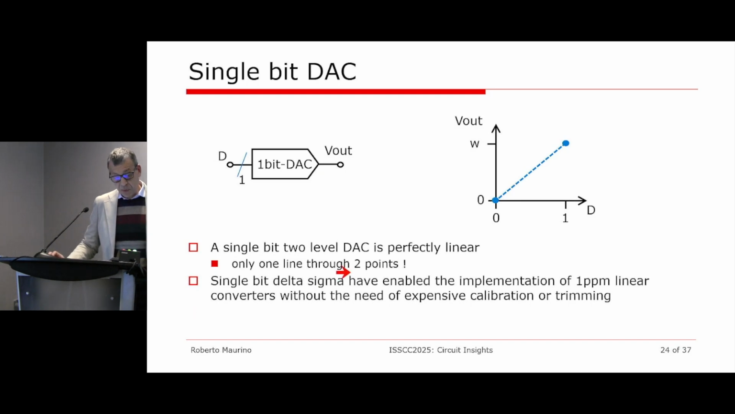And you can really push things to the extremes in terms of resolution of the quantizer, and you can go down to one single bit. So single bit is great for the fact that there are only two levels. There is only one line through two levels, so that's linear. And people have implemented converters with 1 ppm linearity using single bit DACs, and without calibration or any particularly fancy device.